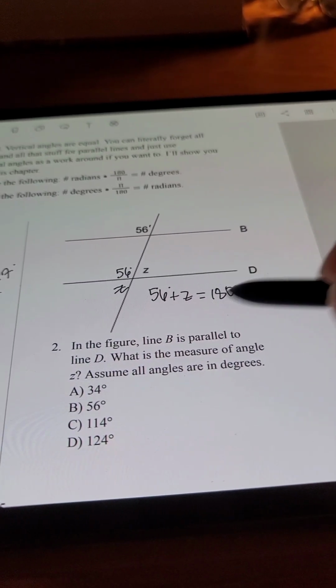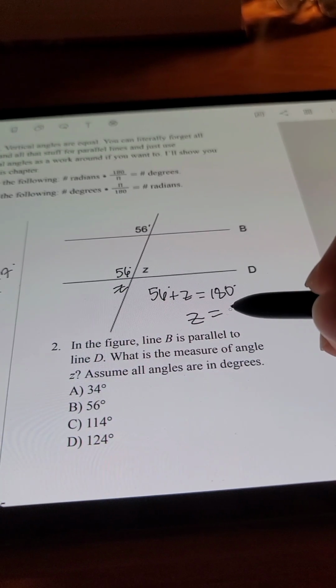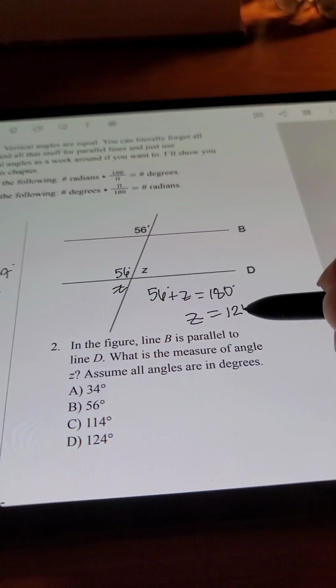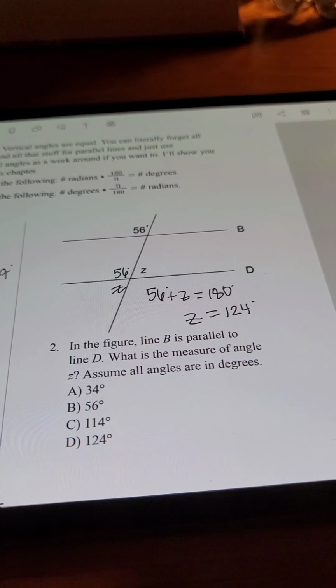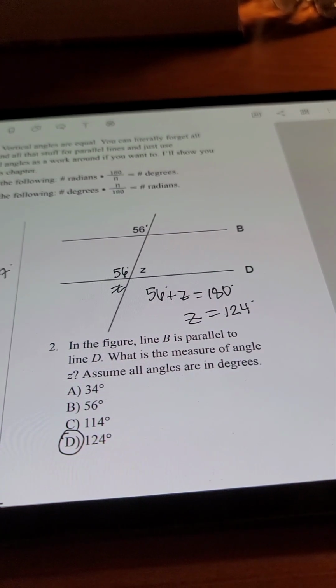So now we're going to subtract 56 from each side, and that's going to give me 124 degrees as my answer. So it should be D right there.